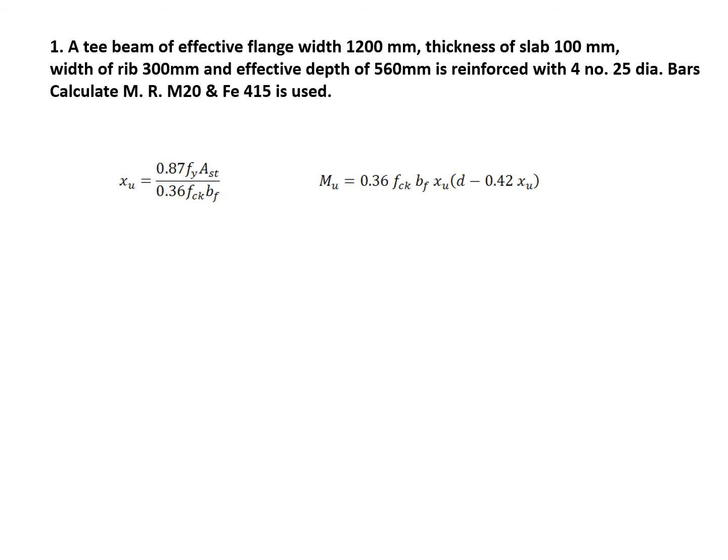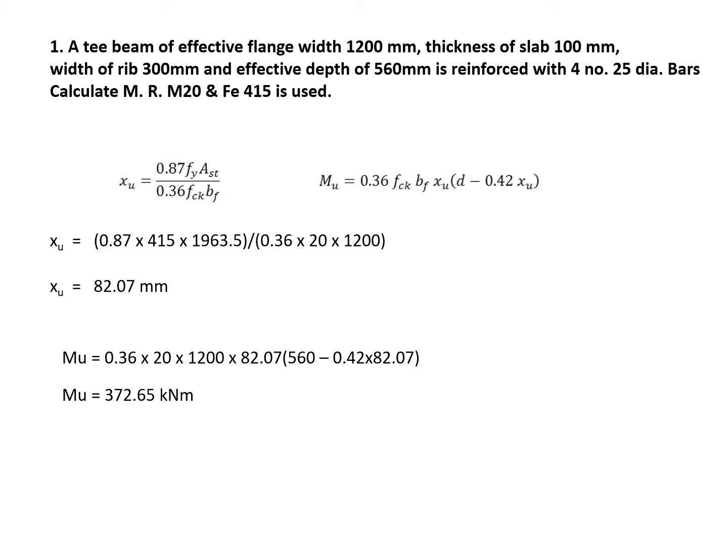Problem 1. T-beam of effective flange width 1200, thickness 100, width of rib 300, effective depth 560, reinforced with 4 bars of 25. Calculate MR, that is moment resistance, M20 and Fe415 used. So what do you do? As if it is a rectangular beam, find XU. Plug in these numbers: 0.87, Fy is 415, AST is 4 bars of 25, that is the area, divided by 0.36, 20 and 1200. And then use this XU in the MU formula.